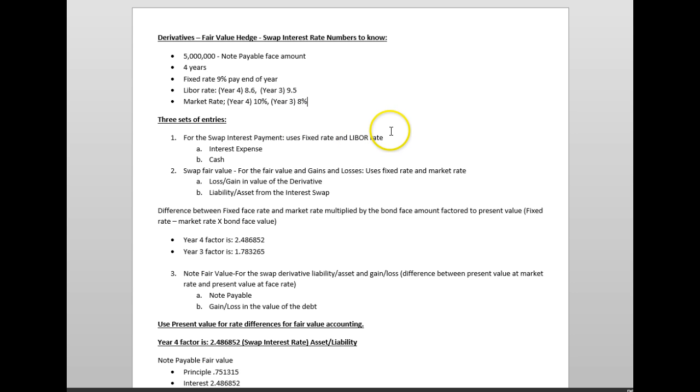Okay, it's really confusing because there are 3 sets of entries you're going to have to deal with. The first one is going to be the actual interest payment, and that one's going to be an interest expense or a cash, depending on whichever way the market is going, or LIBOR is going. Then you've got to account for the swap itself, which is a liability or an asset, and the loss and gain of that asset.